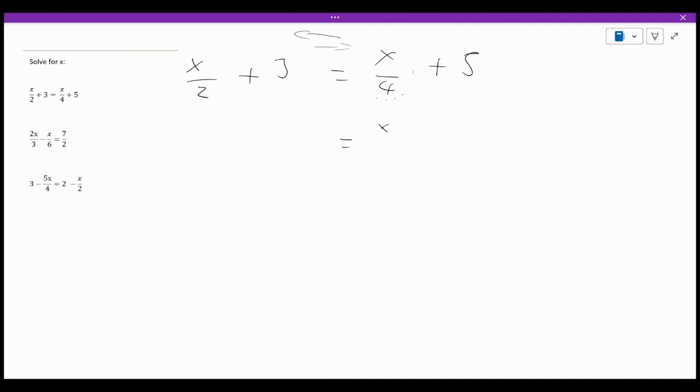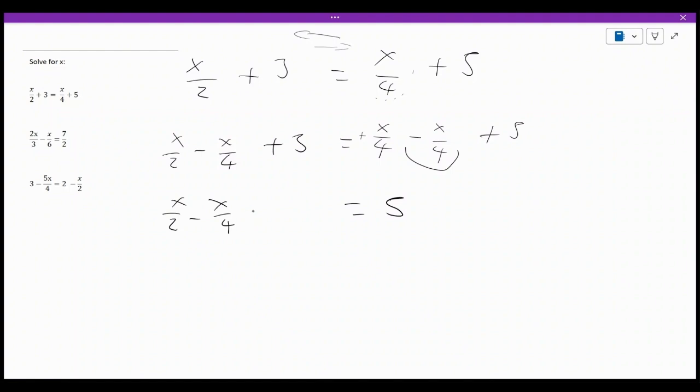So we have x over 4, and how do we get rid of it? We do the reciprocal of it, right? Right now it's positive, and therefore we're going to try and add a negative x over 4 in order to get rid of it. And what you do on one side, you also do on the other side. Okay, and then you're left with x over 2 minus x over 4 plus 3.